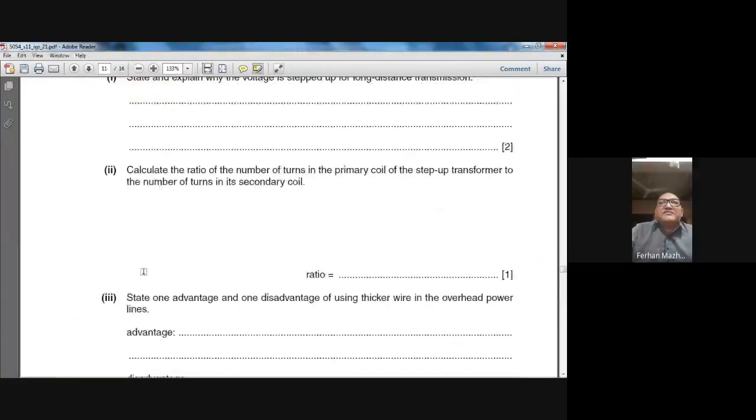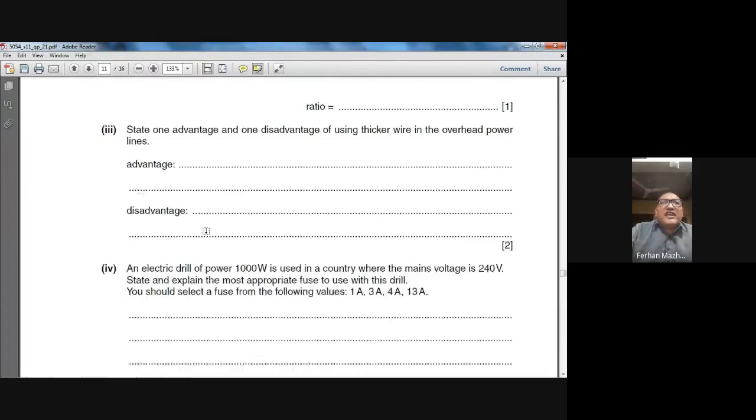He says, state one advantage and one disadvantage of using thicker wires in the overhead power lines. The transmission lines, if you make them thick, what's the advantage? When you make them thick, their cross-sectional area increases, and when their cross-sectional area increases, their resistance decreases.